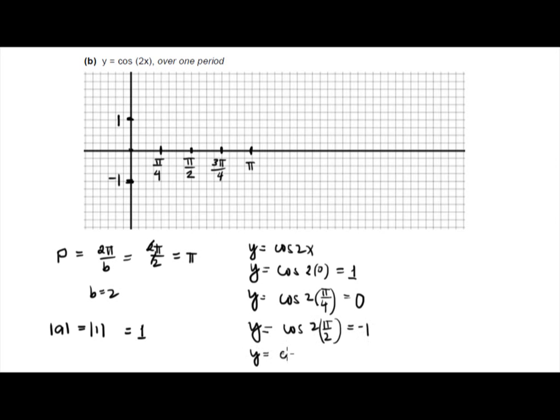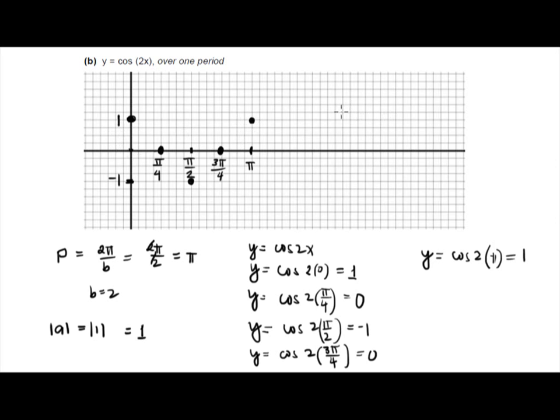Y equals cosine 2 when the angle is 3 pi over 4. This will give you 0. And y equals cosine of 2 times pi. This will give you 1. Okay? So at angle 0, the value is 1. At pi over 4, it is 0. At pi over 2, it's negative 1. At 3 pi over 4, it is 0. And at pi, it is positive 1.